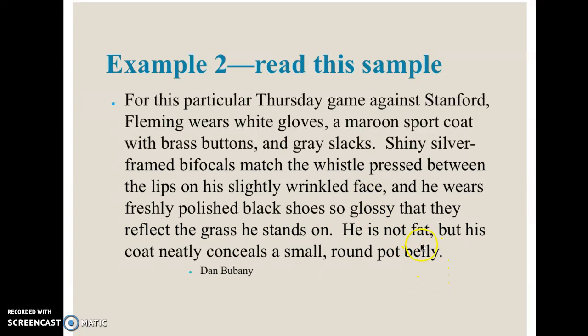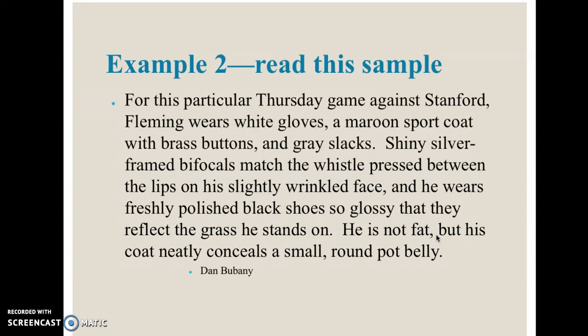The same thing is true down at the bottom. So he's maybe not as slender and trim as some 20-something, but he's also not fat. And so how they say that, it might be a negative, perhaps. And so what they say instead is that he conceals a small, round pot belly. So kind of a more positive way, a positive spin on something that could be considered more negative. Okay, so that's our description of Fleming.